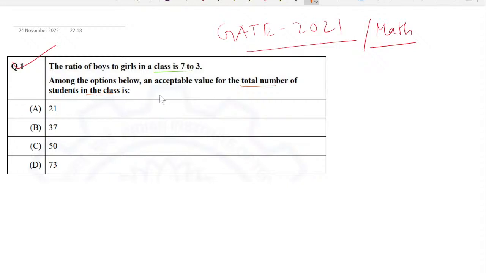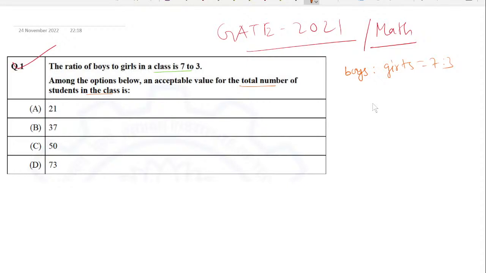Okay, so this is the question. This is a very easy question. The ratio of boys to girls is 7:3. That means boys is to girls is equal to 7:3. Then among these options below, an acceptable value for the total number of students in the class will be. See, this is a very easy question from ratio and proportion.